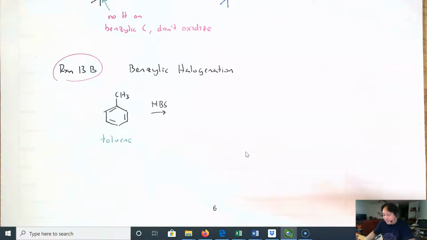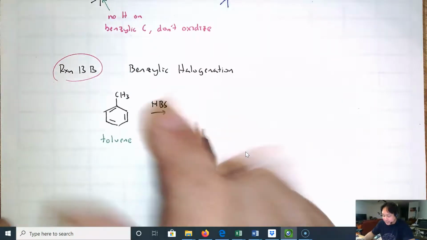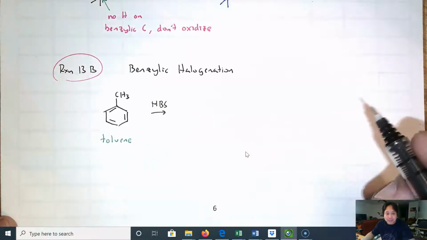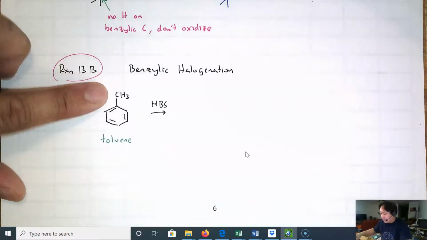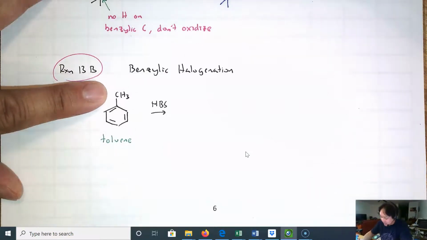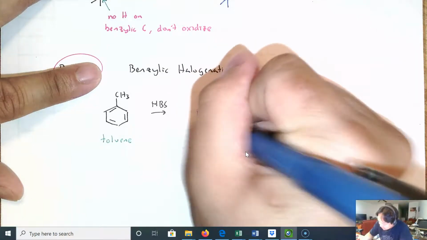All right, so for toluene, you've seen this reaction before. Maybe not the reaction, but you've seen this reagent before, NBS. You used NBS to do allylic bromination. Well, you're going to do the same thing. You're going to do benzylic bromination. And you have this. Let's use line drawing.